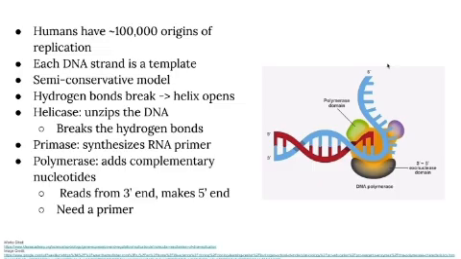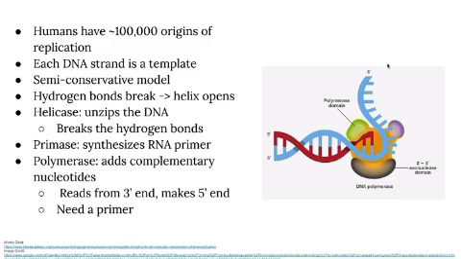First, DNA replication begins at the origin of replication. Humans have around 100,000 of these spots, which are made up of specific DNA sequences. As a reminder from the last video, DNA has a double helix shape, so it has two strands. Each of the two strands serves as a template for the new DNA we are creating, so in total, 2 new copies of DNA will be made after the process is complete.